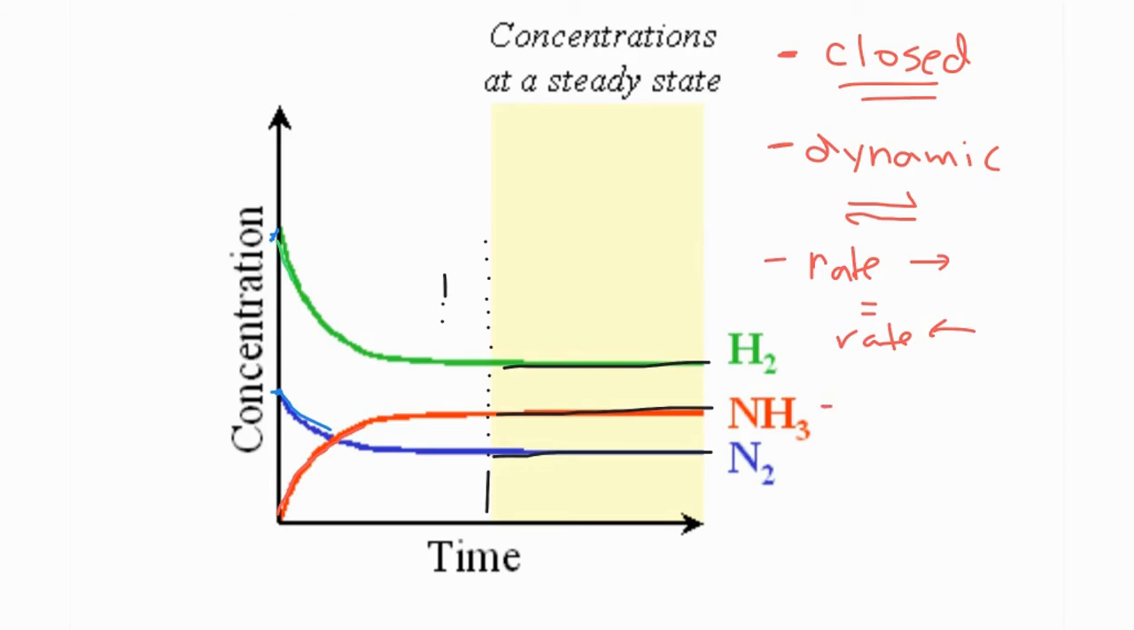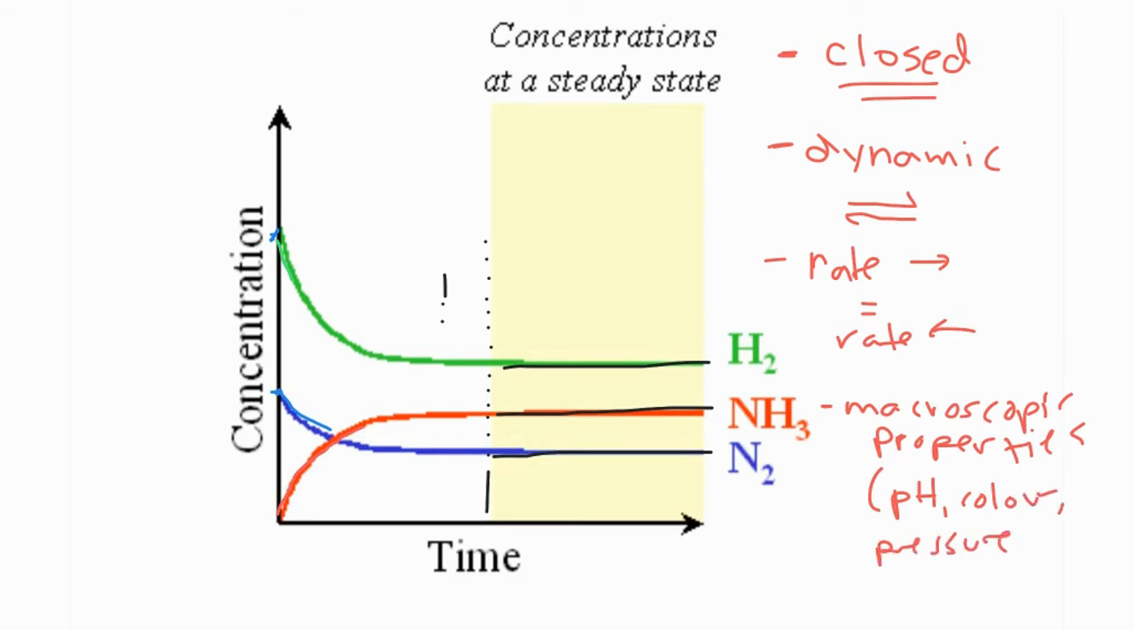Because the concentrations don't change, the other thing is macroscopic properties. So macroscopic properties are things we can see. Macroscopic properties are unchanged as well. So these are things like pH, that's dependent on concentration, or color, or pressure.